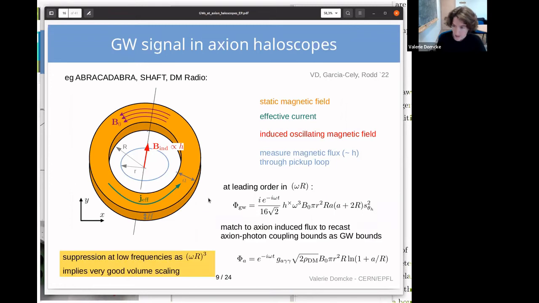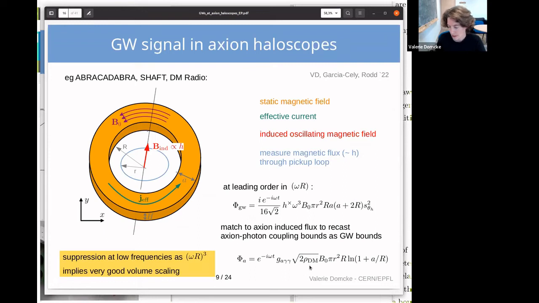And so now we can compare this with what we get in the axion case. So in the axion case, you can do basically the exact same computation. This is, of course, in the literature, and you will find that in a similar way, the axion flux depends on the mass of the axion, which in the wave picture corresponds to the frequency of the axion. It depends on the axion photon coupling.